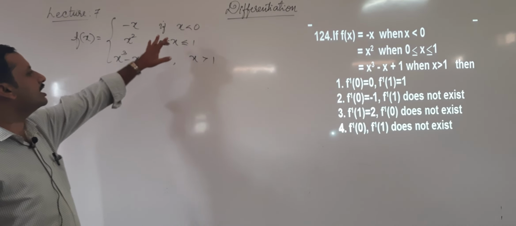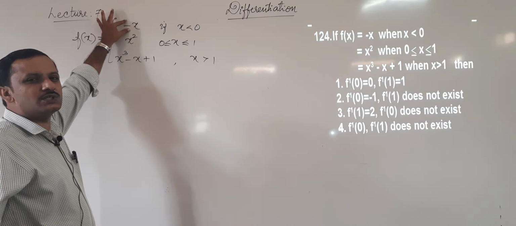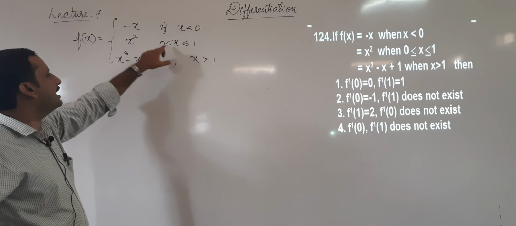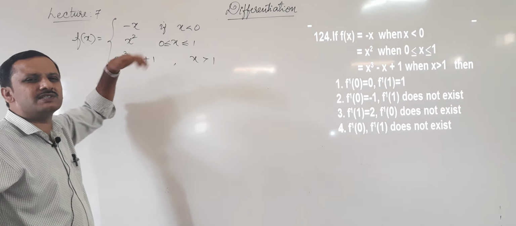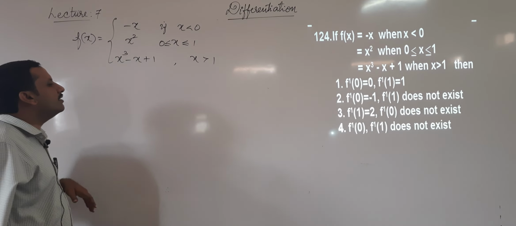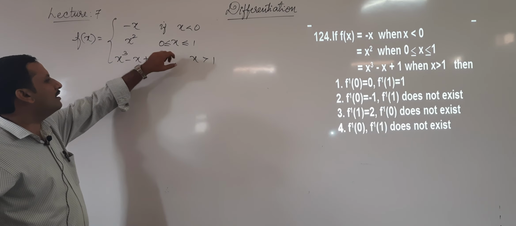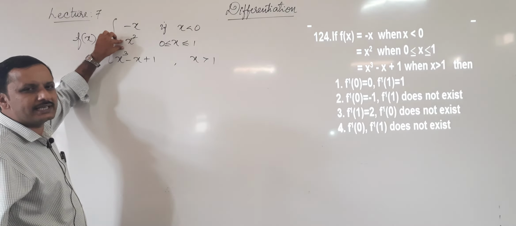I want to test the continuity at 0. So for left hand limit you consider this, put x equal to 0, we get 0. Then for right hand limit you consider this, put x equal to 0, you get 0. Left hand limit is 0, right hand limit is 0, so the function is continuous at 0. Then to test the continuity at 1, I'll consider this. For left hand limit, this is what we have to consider, x².